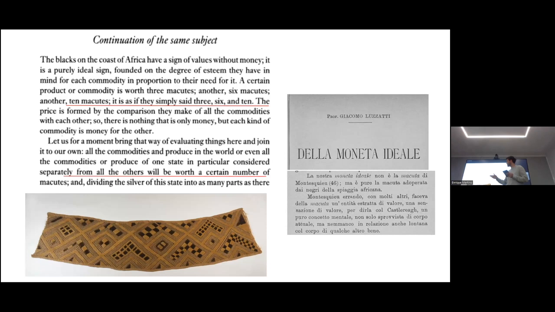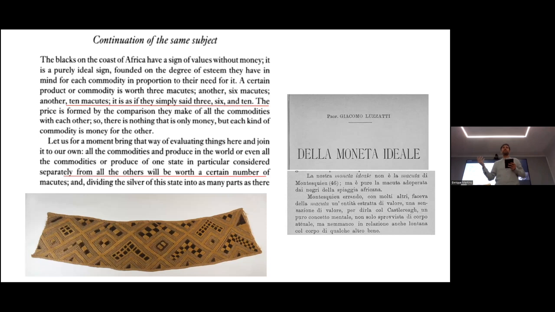So it says, for example, well, the blacks on the coast of Africa have a sign of values without money. It's a purely ideal sign. A certain product or commodity is worth 3 makuts. A makut is one unit of the cloth. Another is 6 makuts, another 10. It's as if they simply said 3, 6, 10. And then he says we can apply this to our own society. We can divide the value of the world's goods just by giving a certain number of makuts, or whatever other arbitrary unit you want to give it.